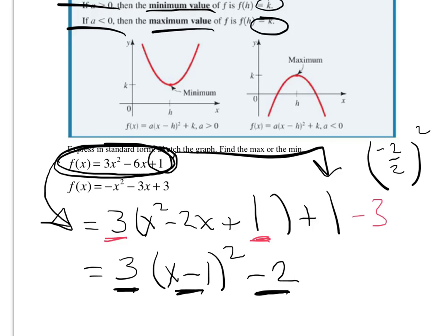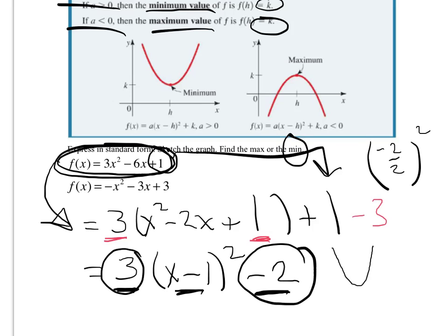Okay, so what do we have? Do we have a maximum or a minimum? Well, here's your A. A is greater than 0. A is positive, means that the parabola opens upward, and that means that we have a minimum, and the minimum is -2. It occurs at the x value 1. When x equals 1, the minimum is -2.